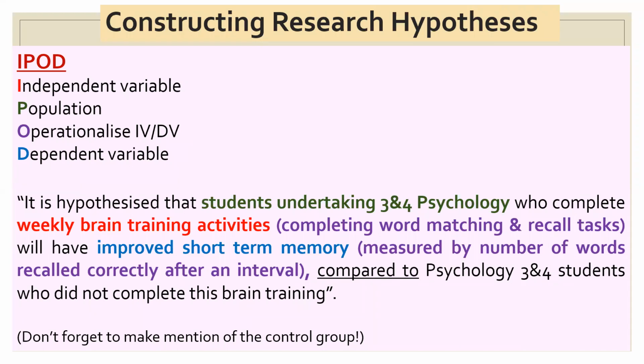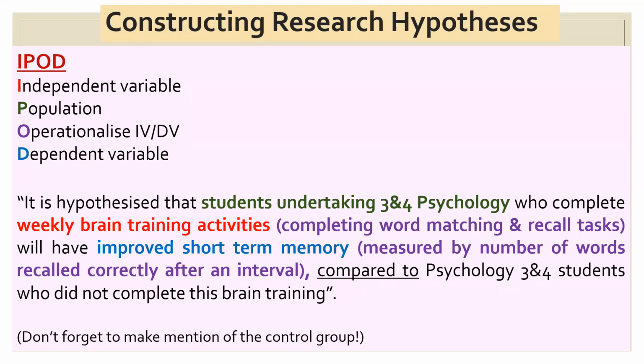Whenever you write a research hypothesis, you must include a mention of the control group. You can't just end the research hypothesis by saying number of words recalled correctly after an interval, full stop. Who are you comparing it to? You can't run an experiment without a control group. Control groups are your baseline for comparison, okay? They're what you compare the experimental group's results with, to see if there was a change.